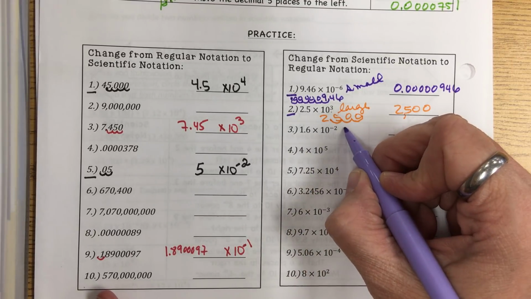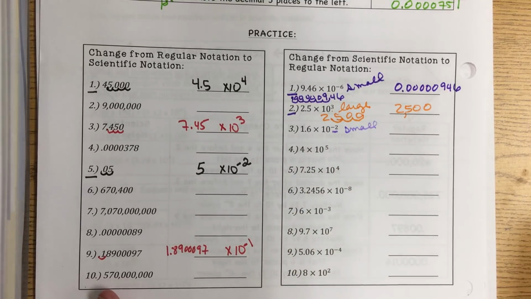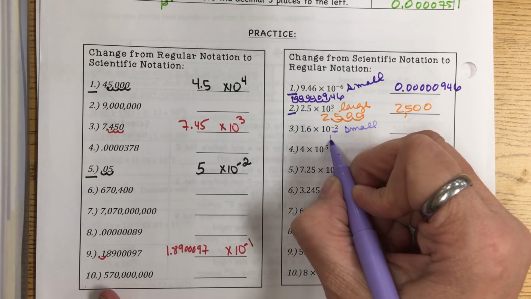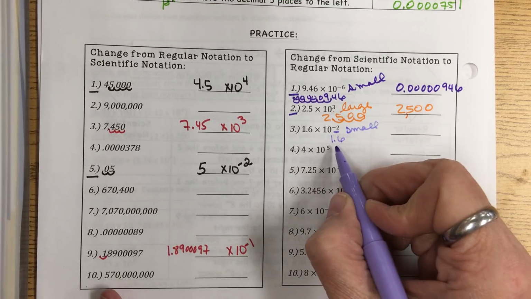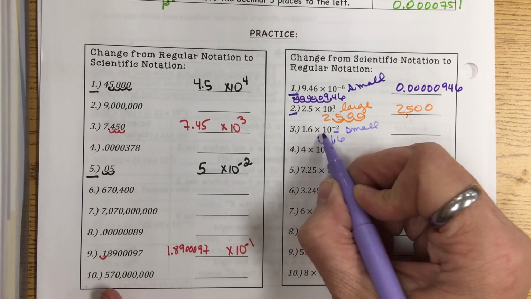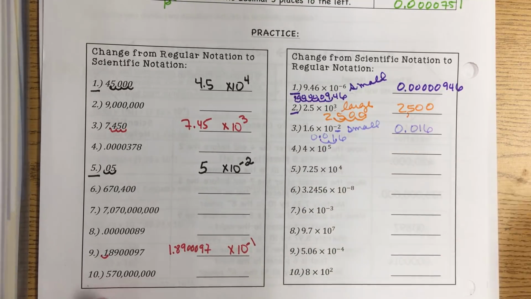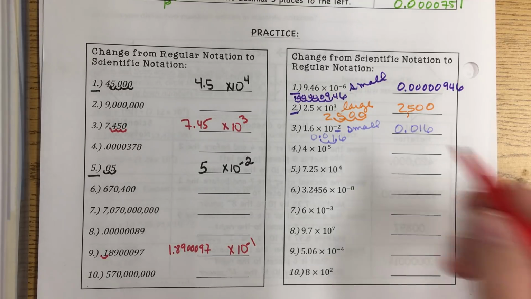1.6 is a small number because it has a negative exponent. So 1.6, and I'm going to make it smaller than 1.6. Go to the left 2 times. So I have 0.016. And then I'll do number 4 with you.